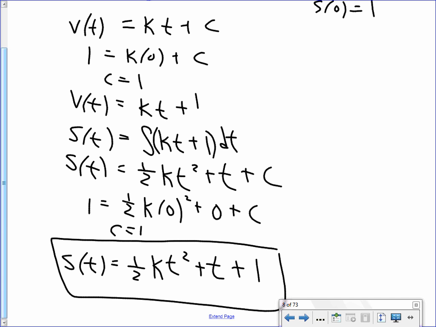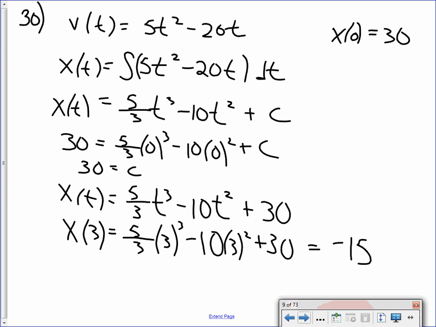Then there was, I think, a 30 or 32. And then I'll go back because I know I skipped some. Does anyone want 30? Is that one of them? Yeah, okay. So in 30, they give you the velocity. It's 5t squared minus 20t. And you want to come up with position.